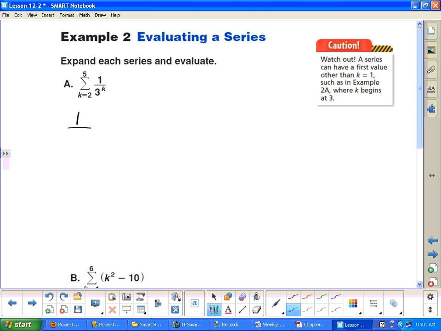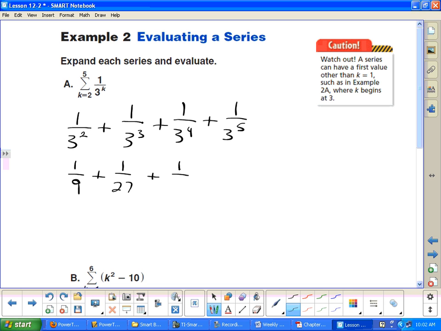So we have 1 over 3 squared plus 1 over 3 cubed plus 1 over 3 to the 4th plus 1 over 3 to the 5th. So all I did is put the numbers 2, 3, 4, and 5 in for k, and then I'm going to add those together. You like how that's nice and straight? So we have 1/9 plus 1 over 27 plus 1 over 81 plus 1 over 243, right?